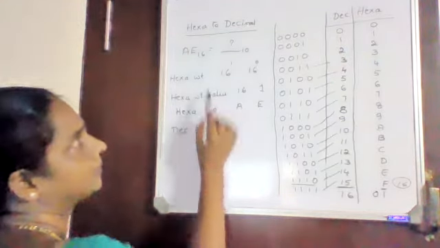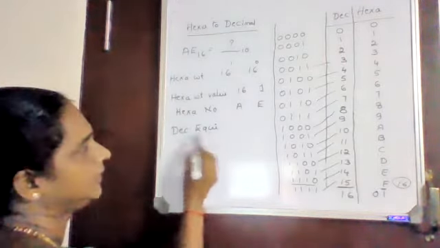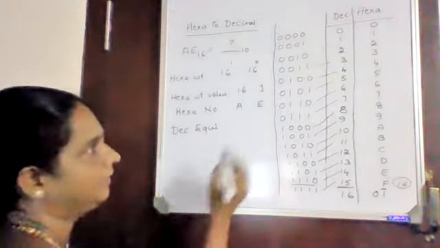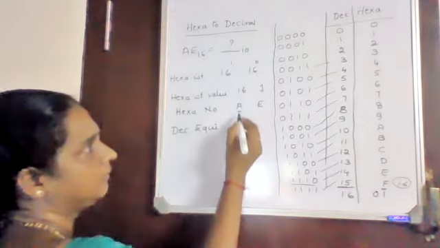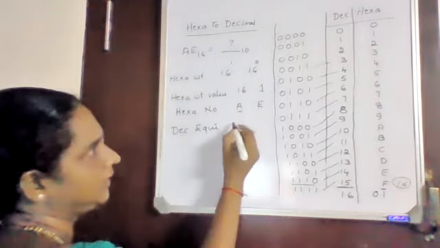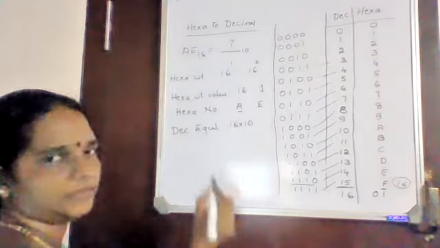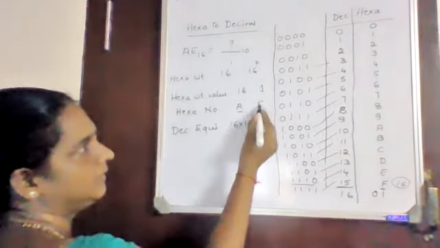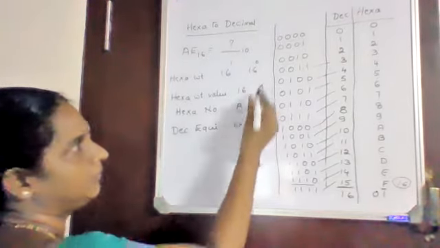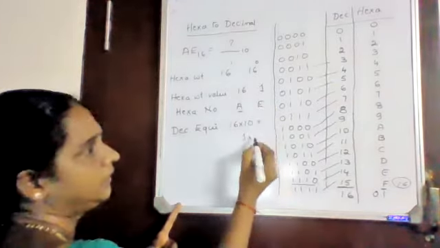Hexa number, the given number is AE. Now we have to convert that to its decimal equivalent. We cannot directly multiply A with 16, so we write the decimal value for A, that we know: 16 into 10. A is nothing but 10, plus 1 into the weight value, 1 into E.